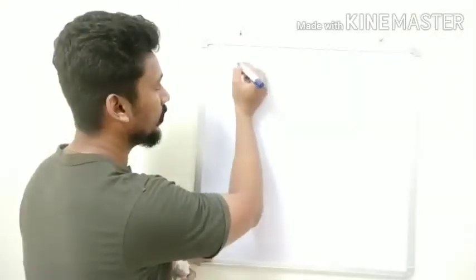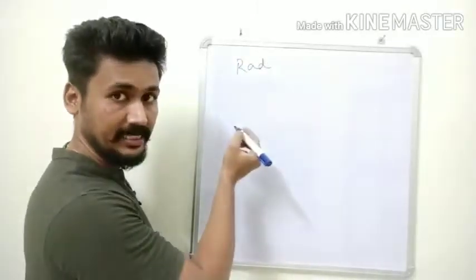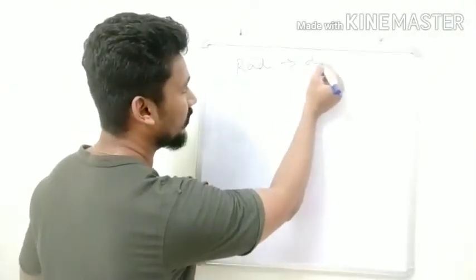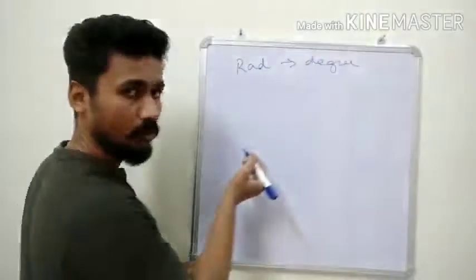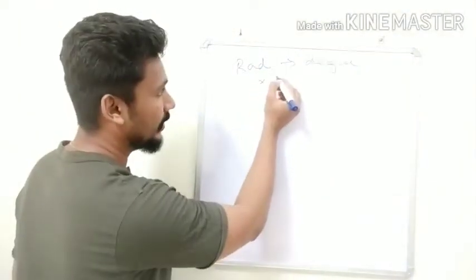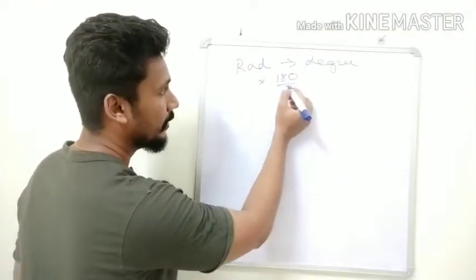Okay, so if I want to convert any angle that is in radians into degrees, what will I do? Multiply it by 180 by pi.